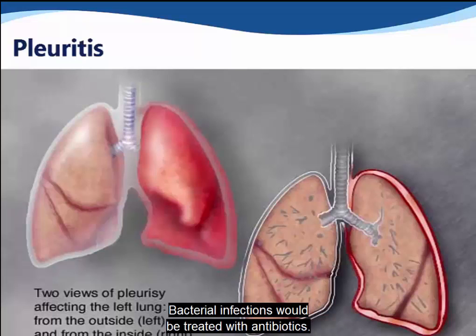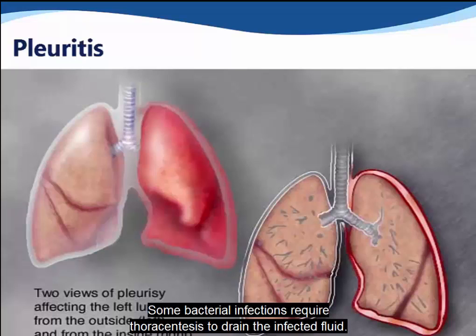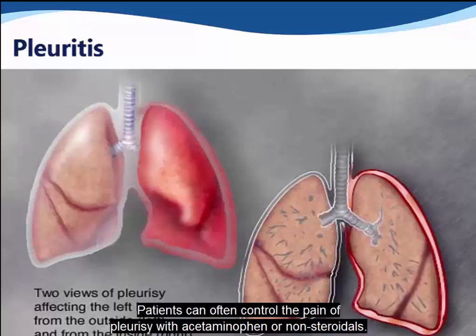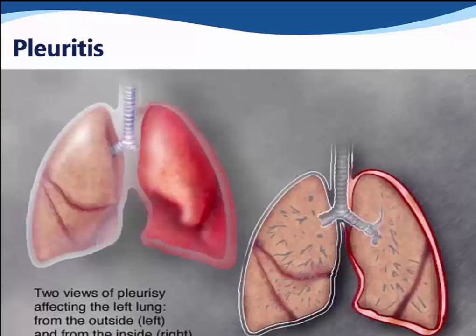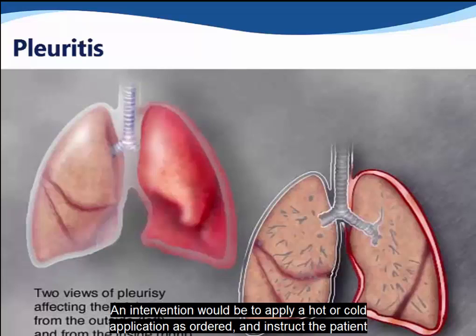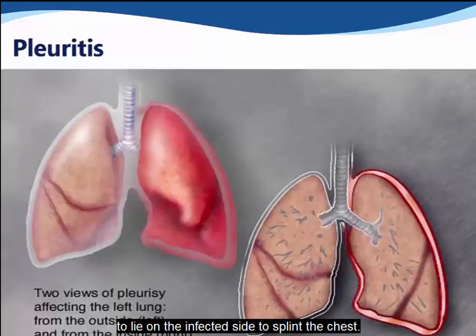Bacterial infections would be treated with antibiotics. Some bacterial infections require thoracentesis to drain the infected fluid. Viral infections normally run their course and you only treat the symptoms. Patients can often control the pain of pleurisy with acetaminophen or nonsteroidals. An intervention would be to apply a hot or cold application as ordered and instruct the patient to lie on the affected side to splint the chest.